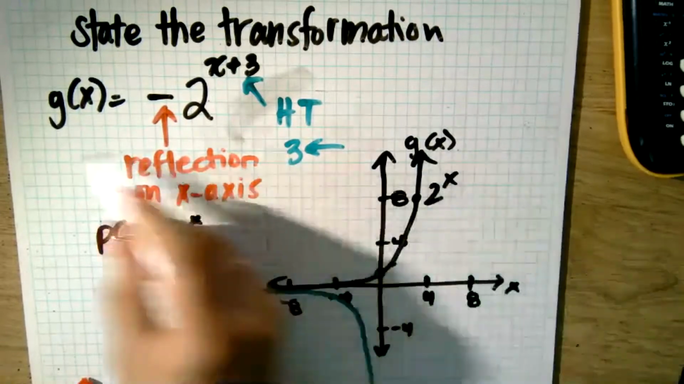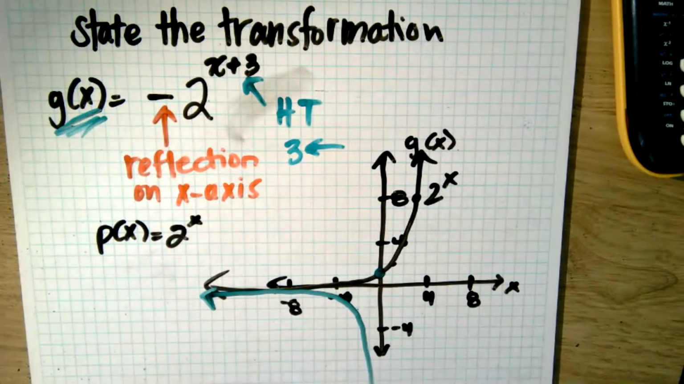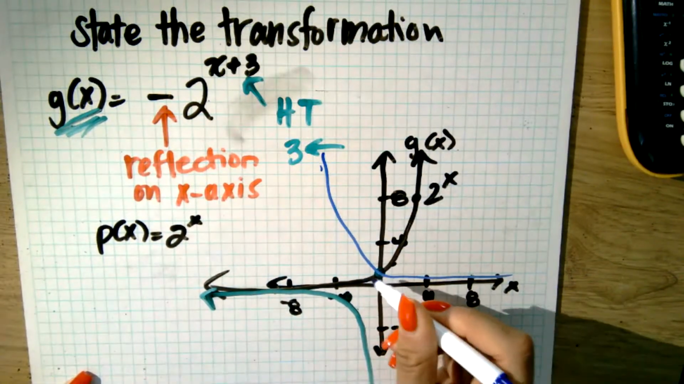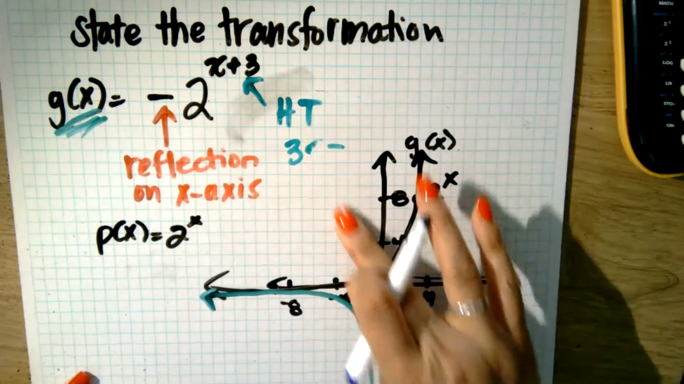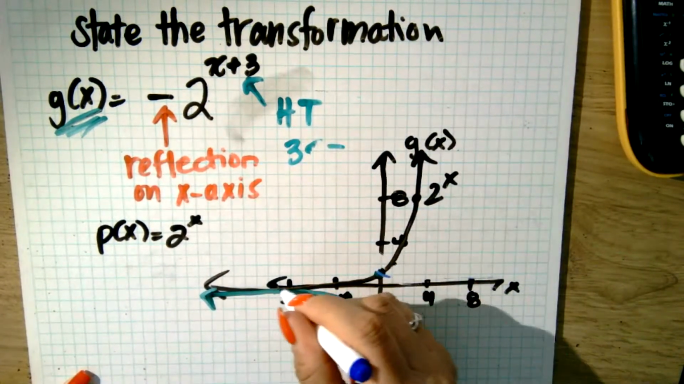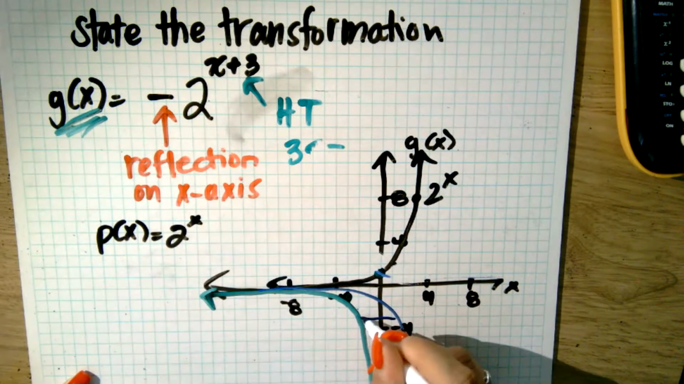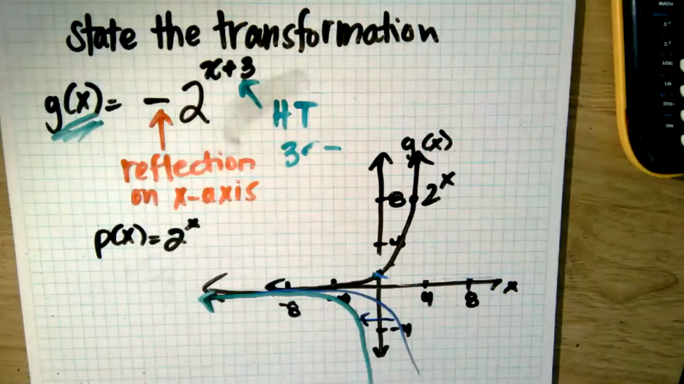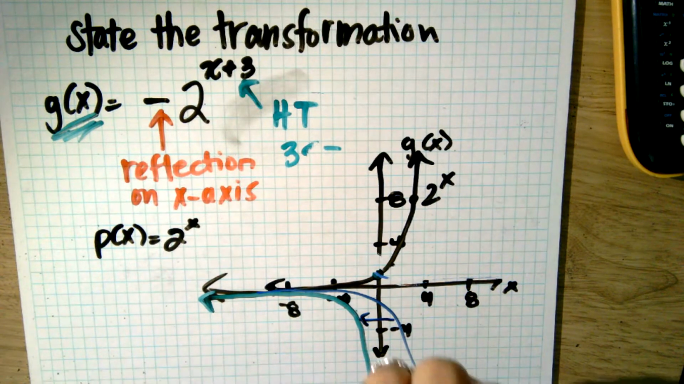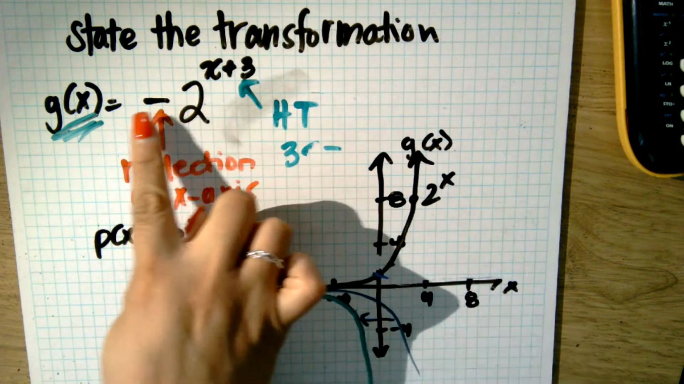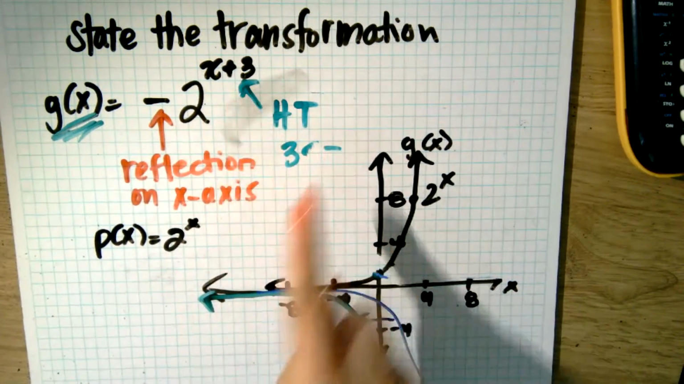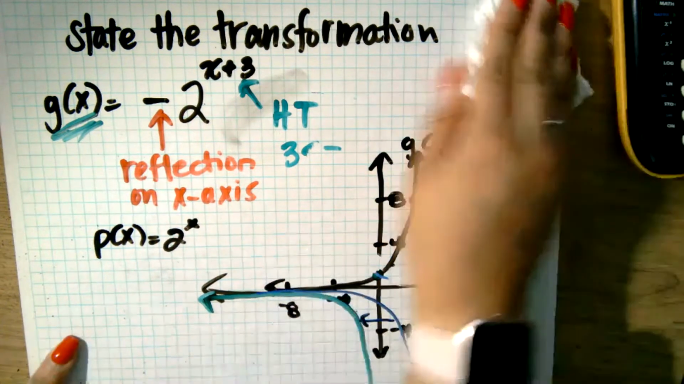Why? Because I took this function, it got reflected, and then it got moved 3 units to the left. And this is my resulting one. I hope you can understand my transformations now. So now you have 3 different tools. You can see if the function has a reflection, if it goes from positive to negative, and also horizontal and vertical translations. Okay?